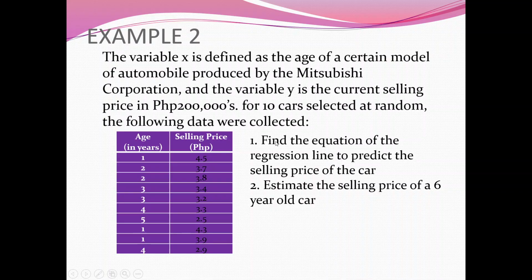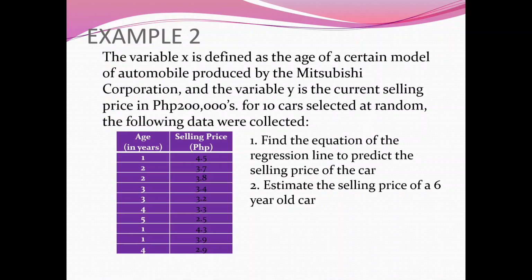And then we have to find the equation of the regression line to predict the selling price of the car, and also we have to estimate the selling price of a 6-year-old car. As you can see here from the given data, the oldest car is up to 5 years only. So we have to find the estimated selling price of a 6-year-old car. And again, for the solution, it is better to create a tabular solution.